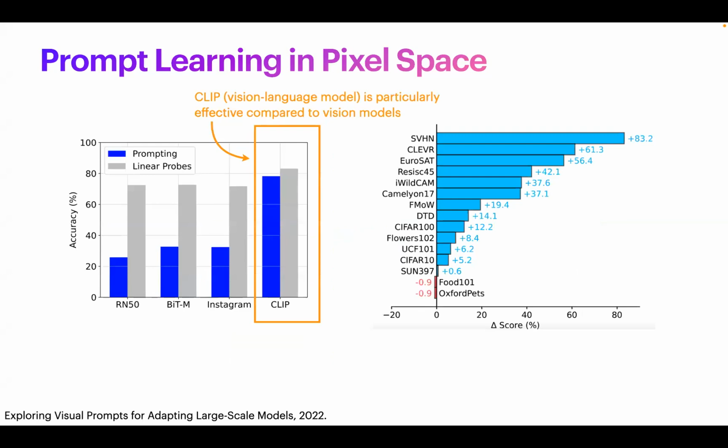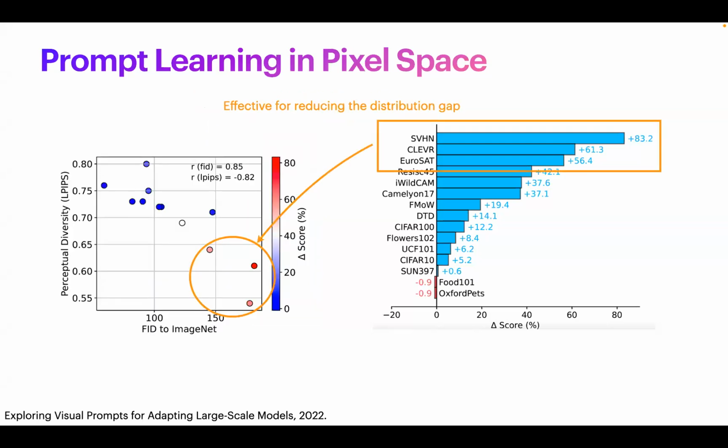We tried this method across various vision foundation models and see that CLIP is particularly effective for pixel prompting. And it is very effective for reducing the distribution gap. So on tasks that CLIP was originally very bad at, such as EuroSAT, the performance increases dramatically by learning a visual prompt.